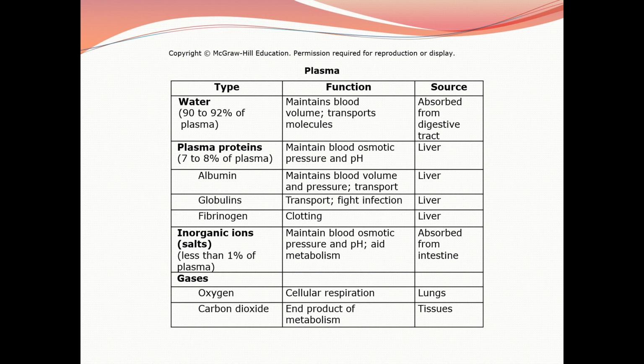So for water, it maintains the blood volume and transports molecules. Plasma proteins are going to maintain blood osmotic pressure and pH. Salts will also maintain blood osmotic pressure and pH. Salts also aid in metabolism. For the gases, the oxygen will assist in cellular respiration, and the carbon dioxide is the end product of metabolism and is a waste product that must be breathed out.